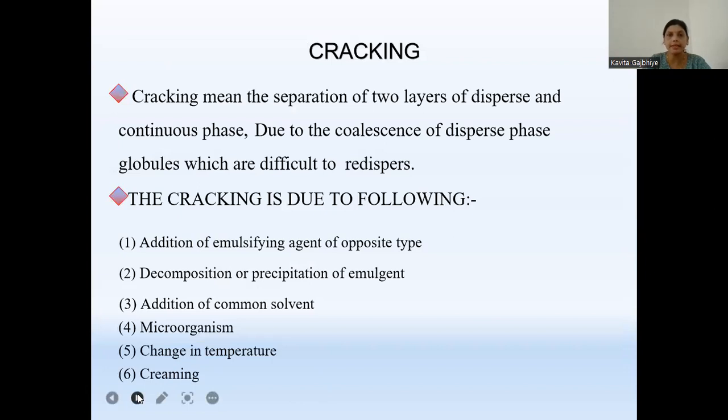So what is actually cracking? This is our first problem. Cracking means the separation of two layers of dispersed and continuous phase due to the coalescence of dispersed phase globules, which are difficult to redisperse. Cracking is due to the following reasons: addition of an emulsifying agent of opposite type, decomposition or precipitation of emulgent, addition of a common solvent, microorganism growth, change in temperature, and creaming itself.